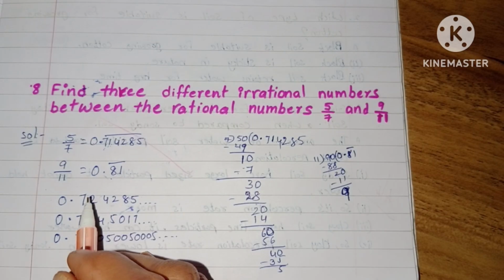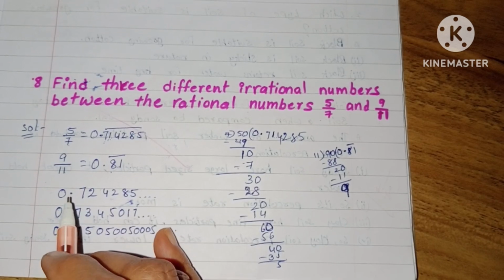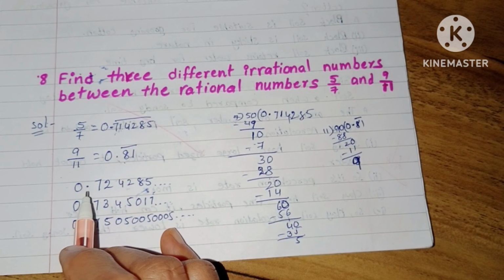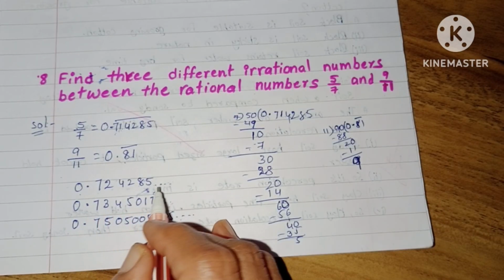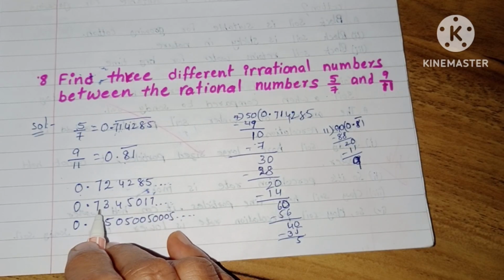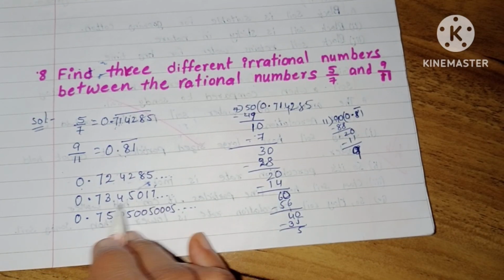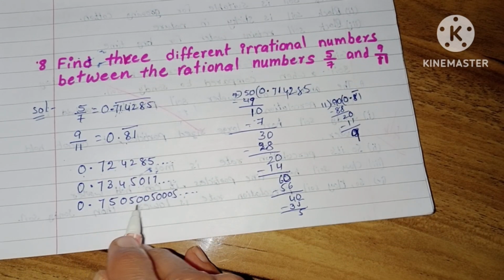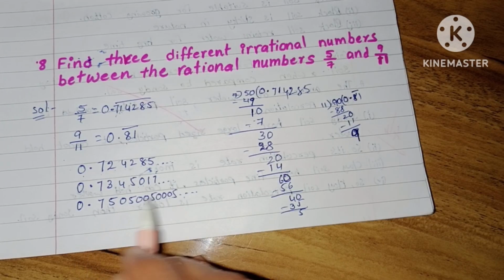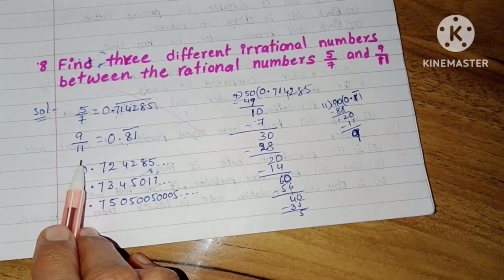81 is repeating. So, we can write infinite irrational numbers between these two rational numbers. For example, here we have three irrational numbers between 5 by 7 and 9 by 11, 0.724285 and so on. Any different digits we can write after this. Now 0.7345017, none of the blocks of digits is repeating in this number also. Third one, 0.75050055005. Here also no pattern of digits is repeating. So these three are irrational numbers which lie between 5 by 7 and 9 by 11.